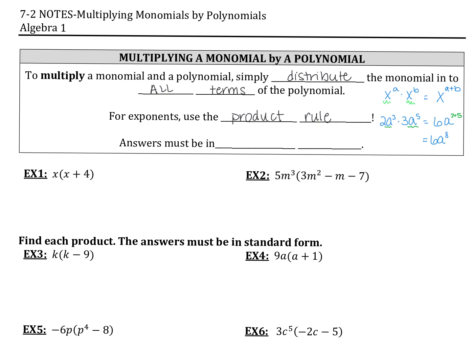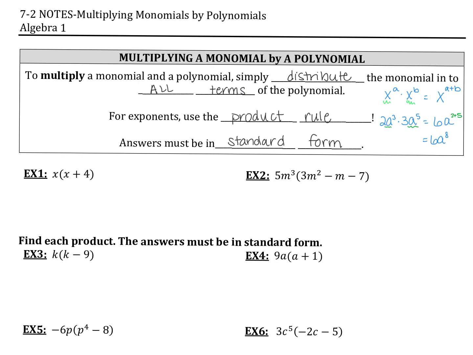Now that we have that review out of the way, we need to remember that our answers need to be in standard form. We just finished the idea of standard form. What does it mean to be in standard form? It means that the highest exponent is listed first, and it goes alphabetically. So we go down with x squared, and then x, and then no x's. So highest exponent is listed first.